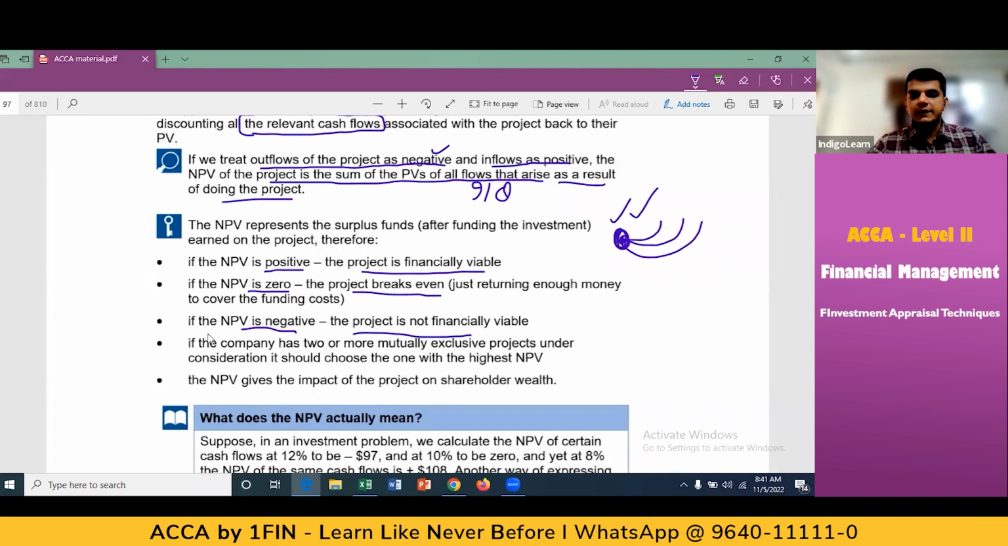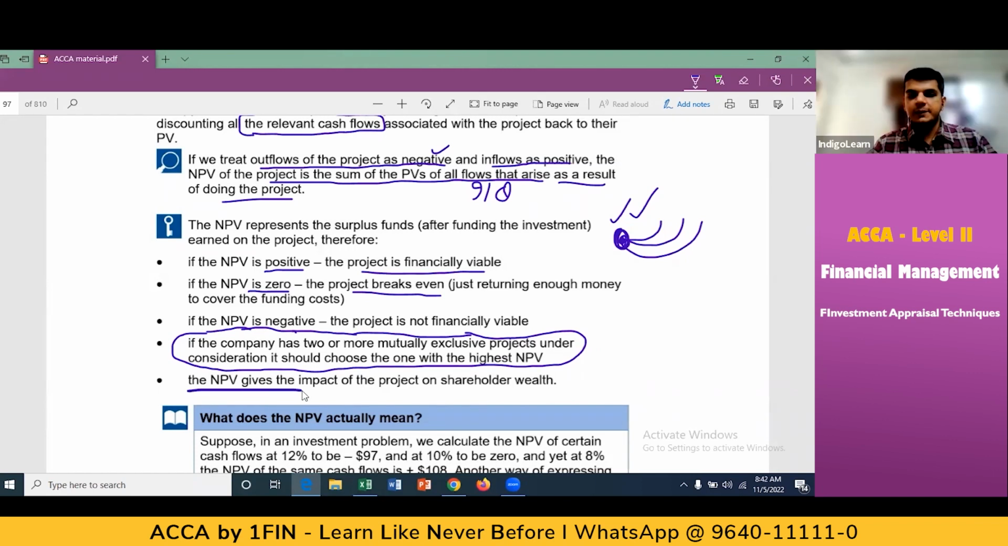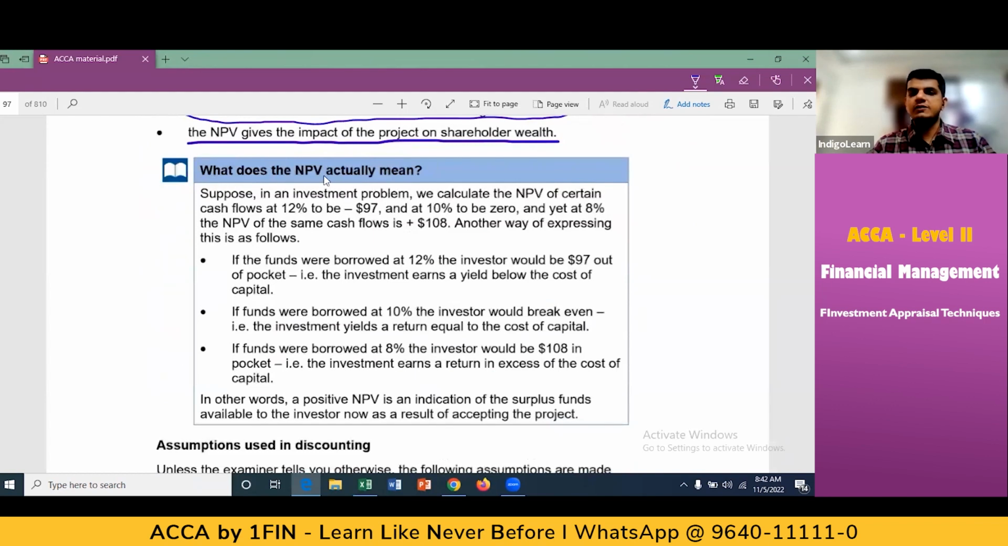Okay. This part is clear, Niti. Which investment should be taken if we have to compare via NPV? Because many times the question comes while changing the topic on this particular NPV thing, which project to be taken, whether it's mutually exclusive or not. Obviously, if you can go with both the projects, then both should be taken. The NPV gives the impact of the project on shareholders' wealth. This is very important, this line. So just learn it. What does the NPV actually mean?